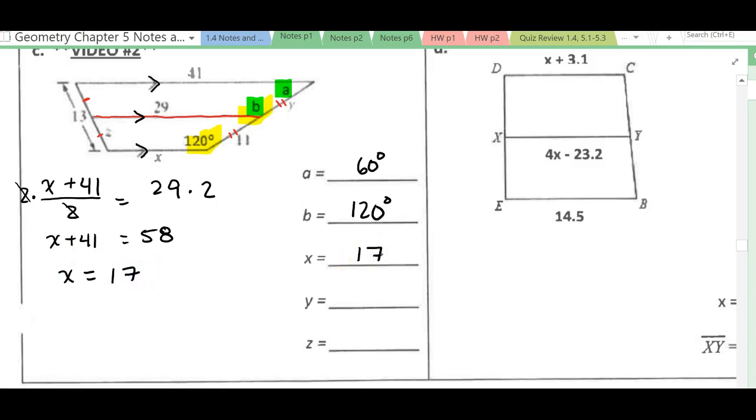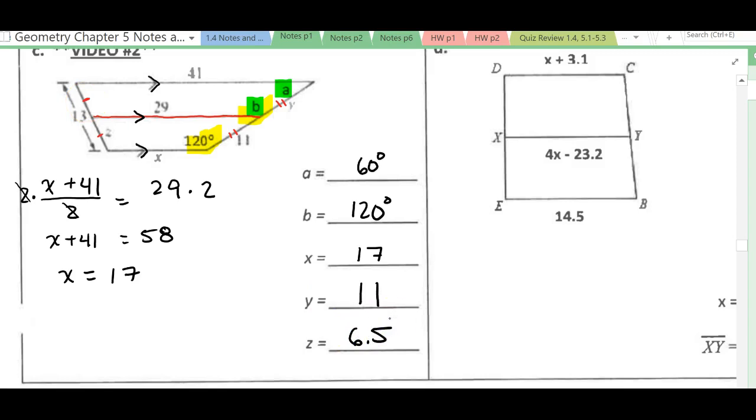All right, moving on to Y. This is one of the legs of my trapezoid. Since this piece of the leg is 11, I know the other piece has to also be 11. And then lastly, we have Z. Z is half of the other leg, so since this leg is 13, half of it has to be 6.5.